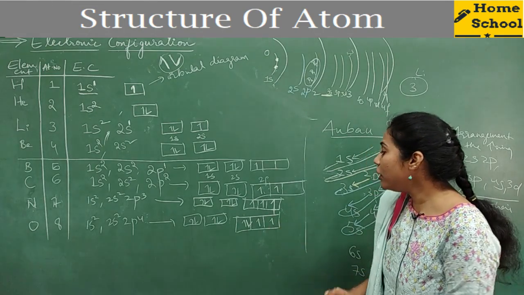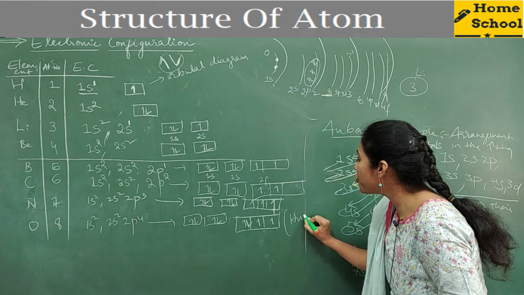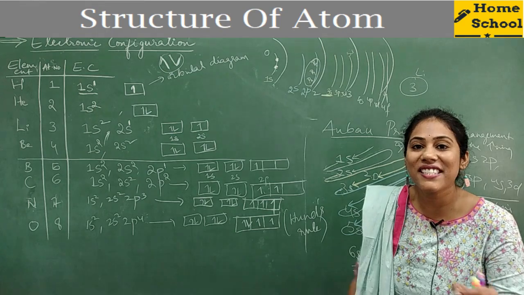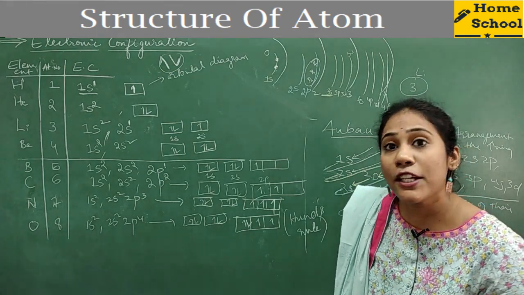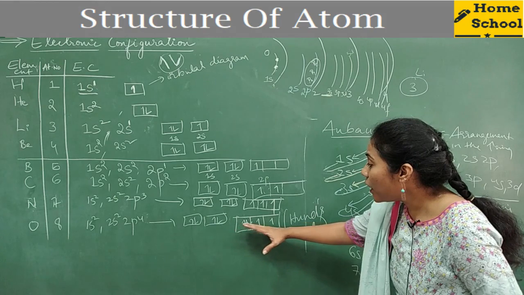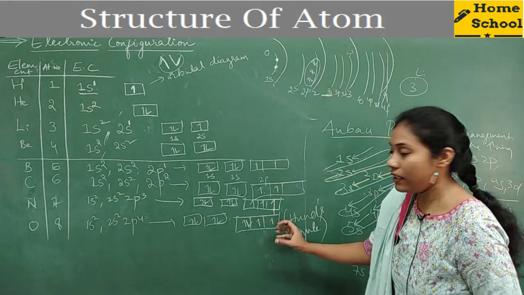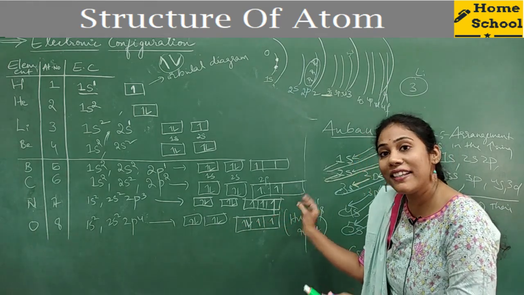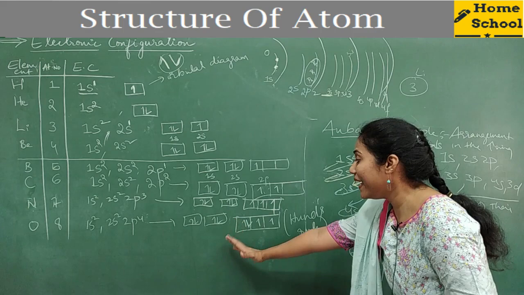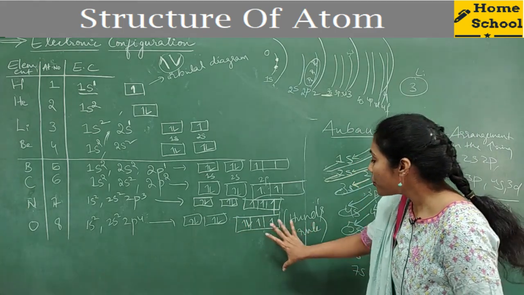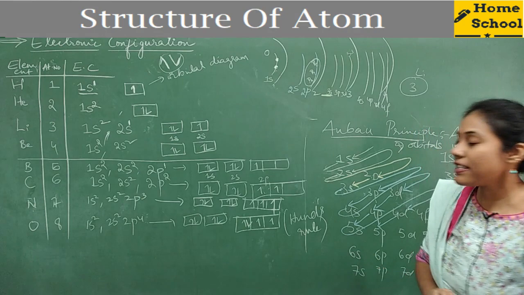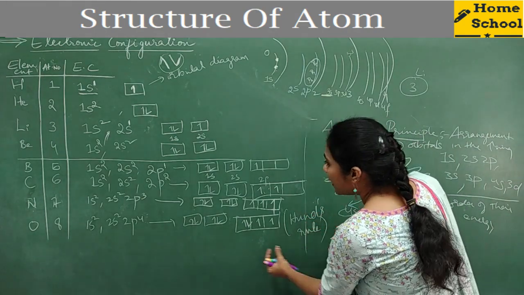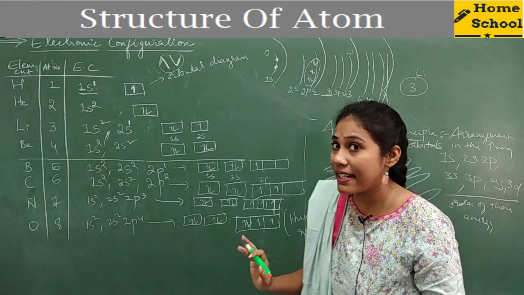This particular rule we call Hund's rule, the rule of maximum multiplicity. What does Hund's rule say? Electron filling in p orbitals should be in such a way that each orbital gets filled singly, and then only should pairing start. Clear? This concept is what we call Hund's rule. Let us see one more example where you can clearly understand Hund's rule.